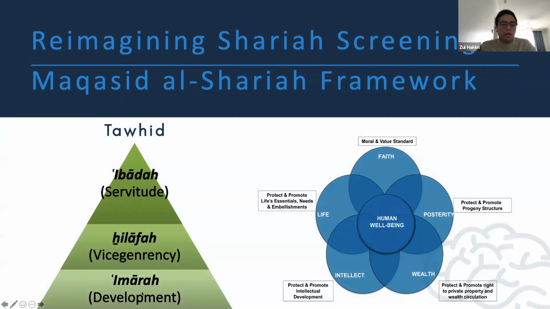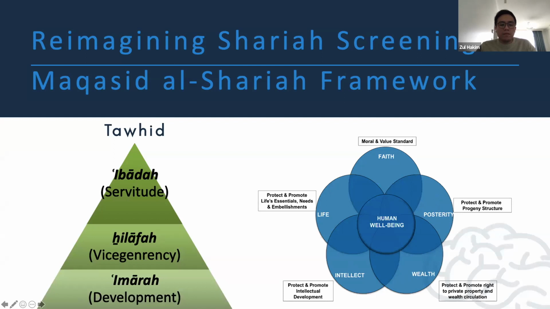Okay, so this is just an example of how it has been the purpose of creation: ibadah, khilafah, and imara, which is taught by tawhid in believing in one God. This is part of the Sharia, on the purpose of Sharia, which is to observe, safeguard and promote the faith, moral values and standards, and to promote and safeguard the posterity, wealth, intellect, and life.